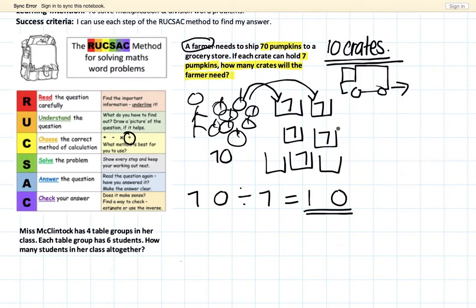Okay, and he's got 10 crates left. And he's used 10 crates. And I also know that 10 times 7 is 70. So that makes sense. Alright, should we have another go at a different one?